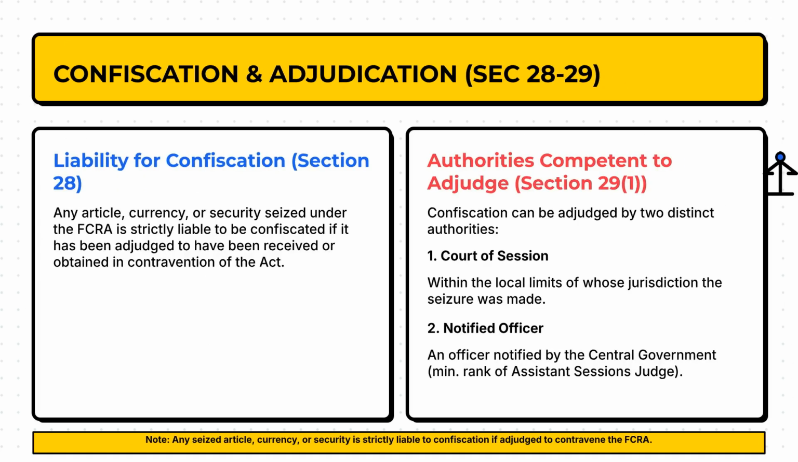under the law. Section 28 establishes the principle of confiscation under the FCRA. Any article, currency, or security seized under the Act becomes liable for confiscation if it is adjudged to have been received or obtained in contravention of the law. In other words, confiscation is not automatic merely because an item has been seized. A formal adjudication process must first determine whether the item is connected with a violation of the Act. Only after such determination can the seized property be confiscated. This provision ensures that enforcement actions are supported by proper legal findings rather than mere suspicion.